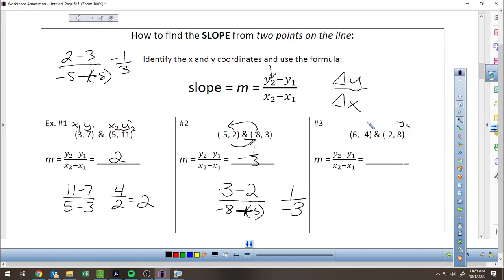y2 is over here, y1 is right here. So I have 8 minus negative 4 over negative 2 minus 6. Minus a negative becomes plus. 12 over negative 8. I can divide both those by 4, correct? So I have negative 3 over 2. Any questions?